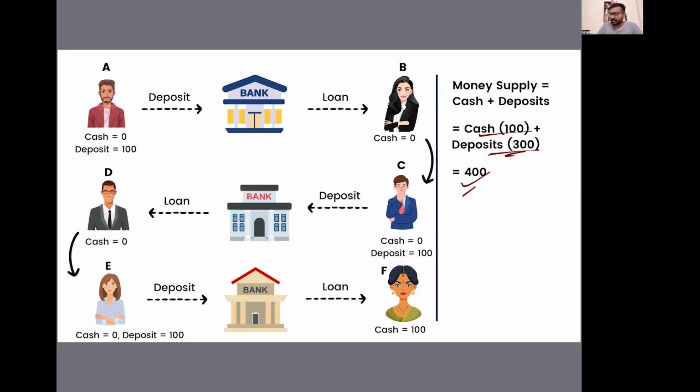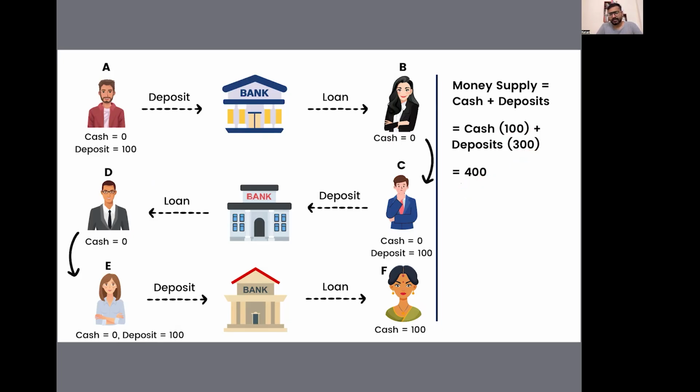So although the reserve cash that has been injected by the RBI is limited, through more and more circulation of money through banks, more and more money supply will be created. Now, this is a very simplistic example. Of course, in real life, things are going to be much more complex, much more complicated.